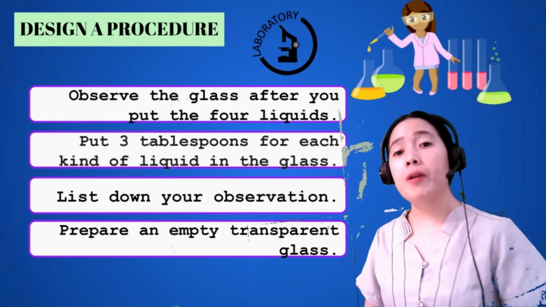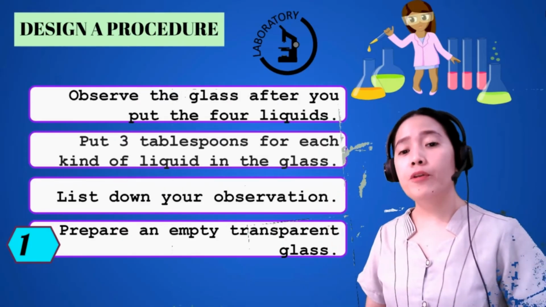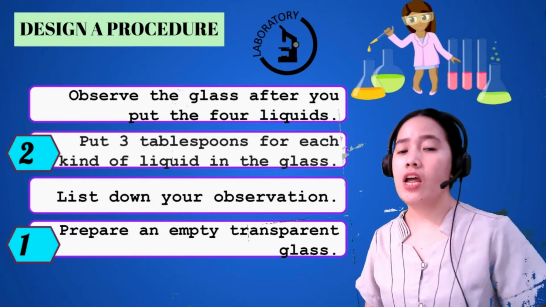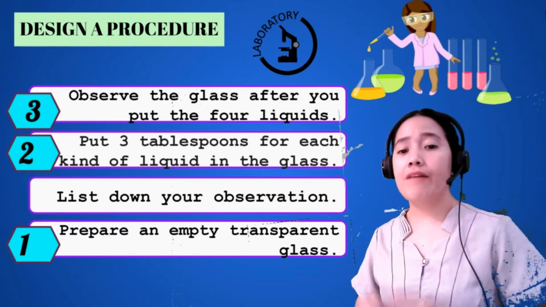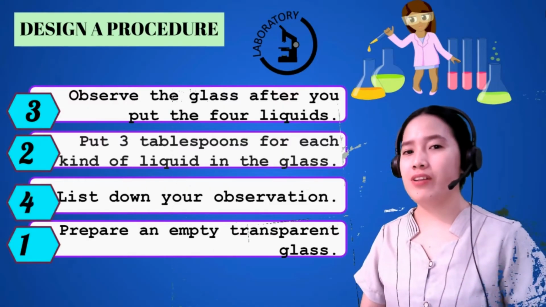Very good. To prepare an empty transparent glass. That's the first one. Second, put 3 tablespoons for each kind of liquid in the glass. Third, observe the glass after you put the 4 liquids. And last one is to list down your observation.